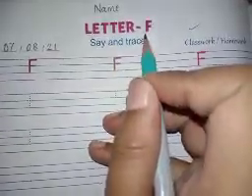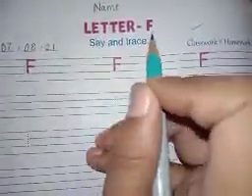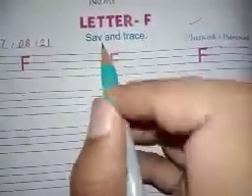Letter F. Which letter is given here? Letter F. Say and trace. We have already done letter F tracing on page number 62-63. Now on 64 we have to first trace on first two rows. So start tracing. Standing line, sleeping line, sleeping line.